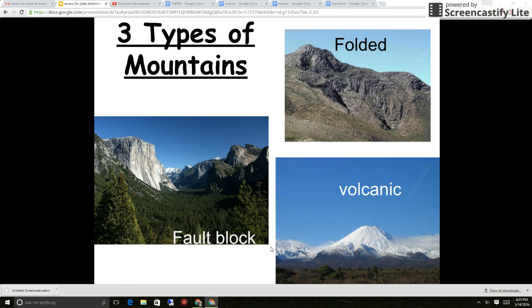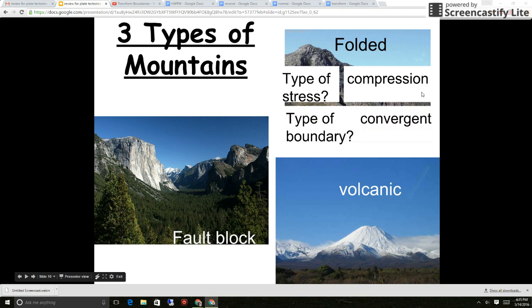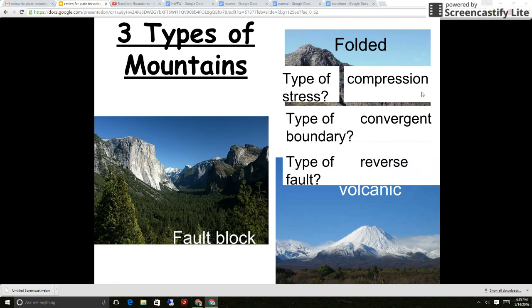There are also three types of mountains. A fault block mountain would be kind of jagged and craggy. A folded mountain would be a little bit softer and smoother. And a volcanic mountain, of course, is produced by volcanoes, by magma. Now, for the folded mountain, the type of stress has to be compression, which means it's a convergent boundary, which means it's a reverse fault.